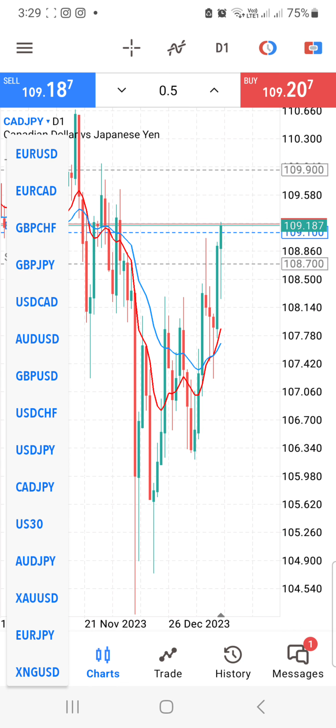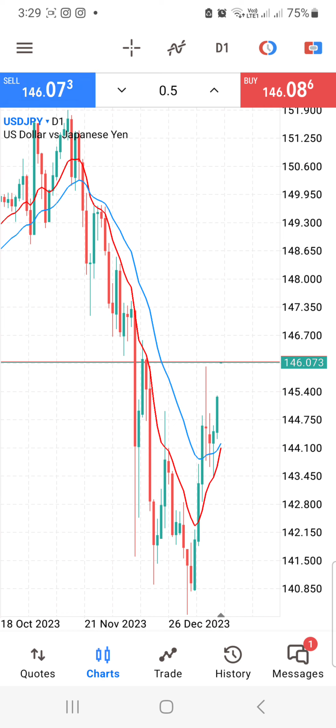Let's say USDJPY. Everything is going to be, you can see, for a buy. It's going up, it's for a buy, because the news shows that it's positive. The CPI news today for the US dollar is positive, so everything will be going up.